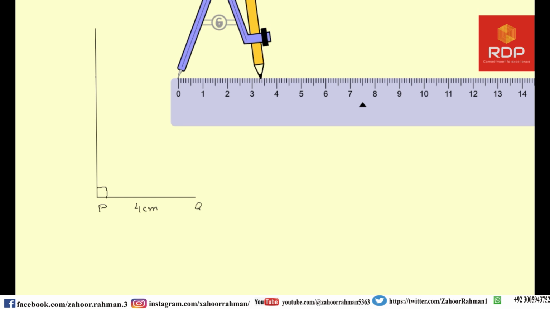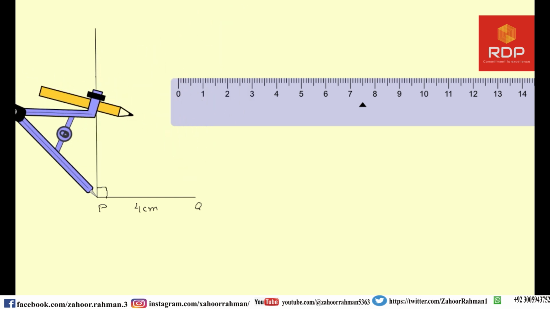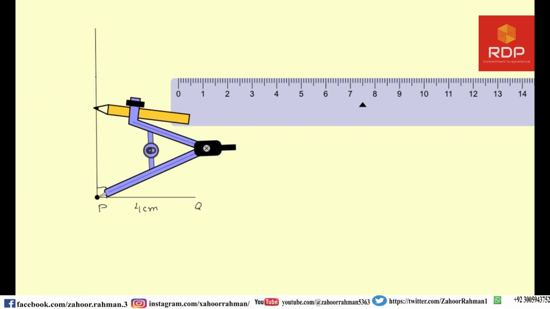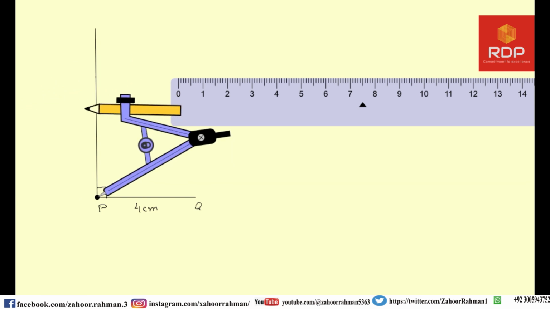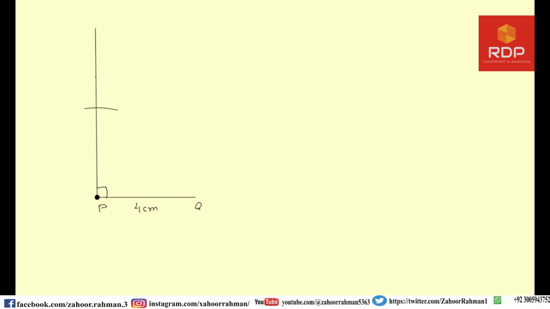I am opening it as 3.6 centimeter. So it will be here. Let me lock it and then draw a line of 3.6 centimeter. Let's remove both of them, and then I am labeling it 3.6 centimeter.